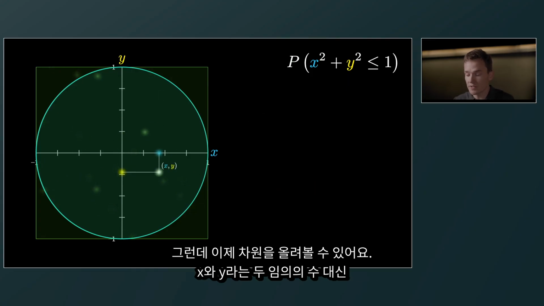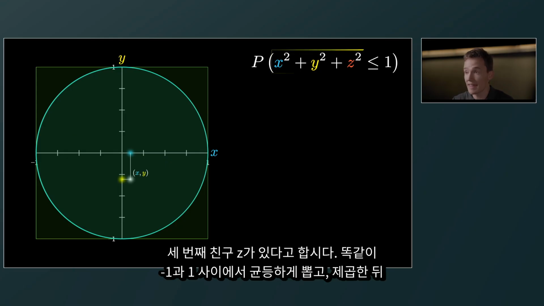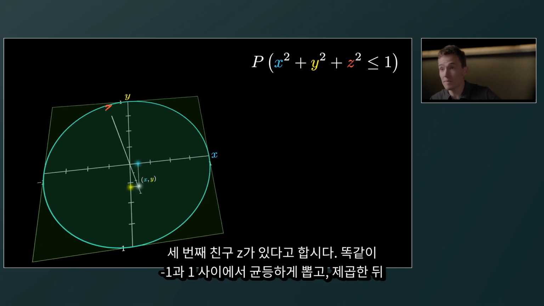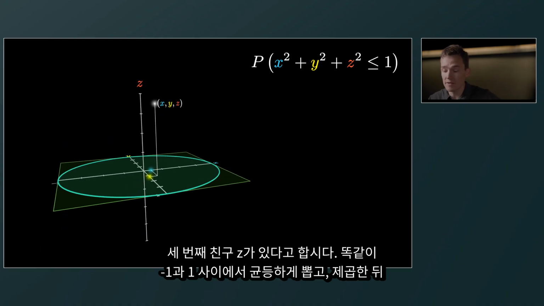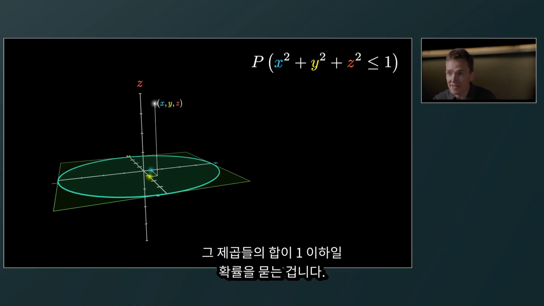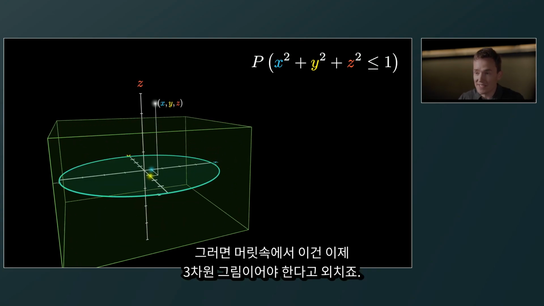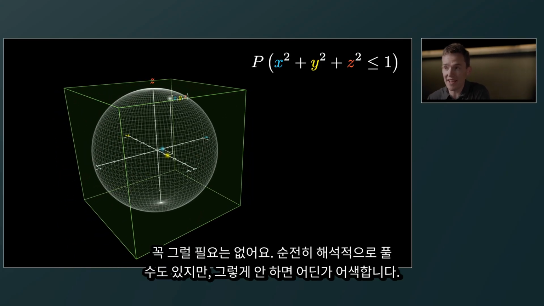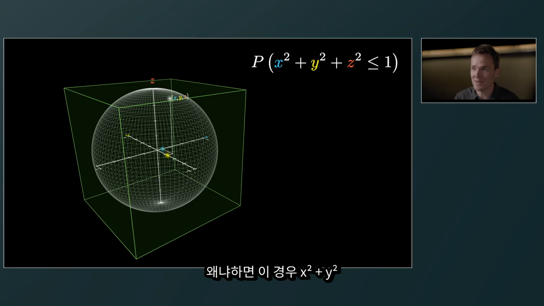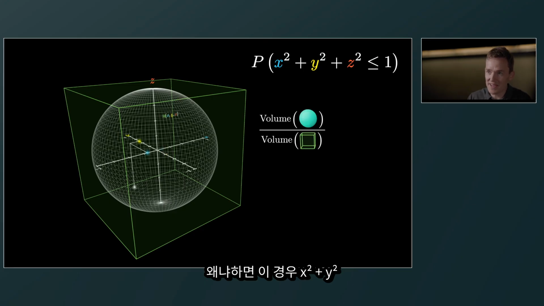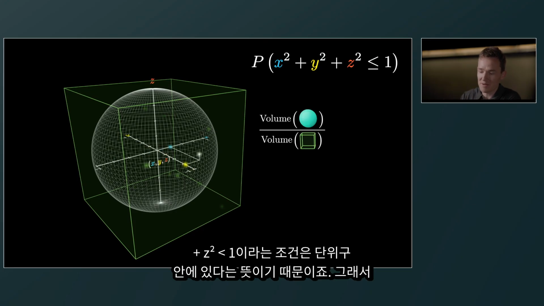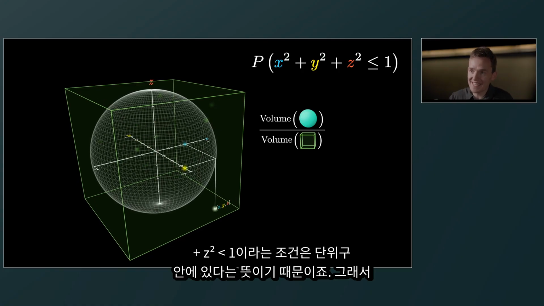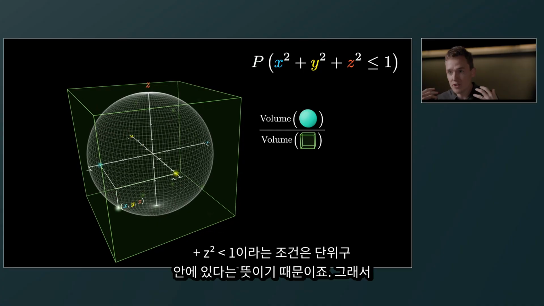And then we could bump it up. I could say, what if instead of choosing two random numbers, x and y, they had a third friend, z? Same deal, uniform between -1 and 1. You square it. You want to ask the probability that the sum of all those squares is less than or equal to 1. In your mind's eye, it's screaming to you, hey, I want to be a three-dimensional picture now. It doesn't have to be. You could answer it purely analytically, but it would somehow feel wrong not to turn this into a three-dimensional picture. Because in this case, that constraint of x squared plus y squared plus z squared being less than 1 means sitting inside of a unit sphere.